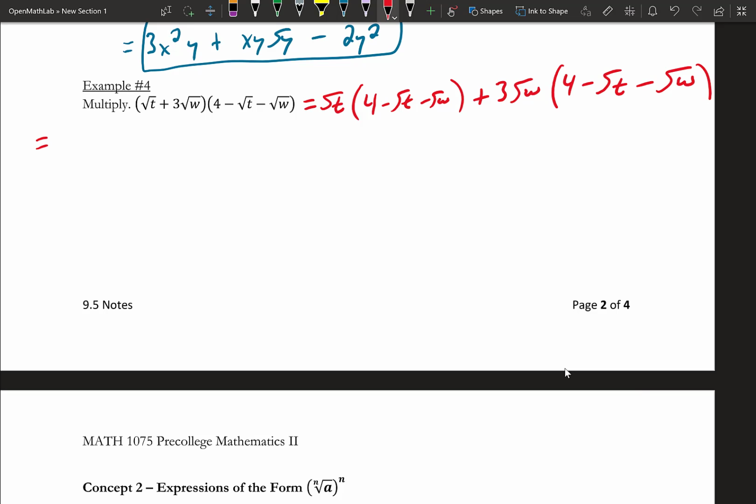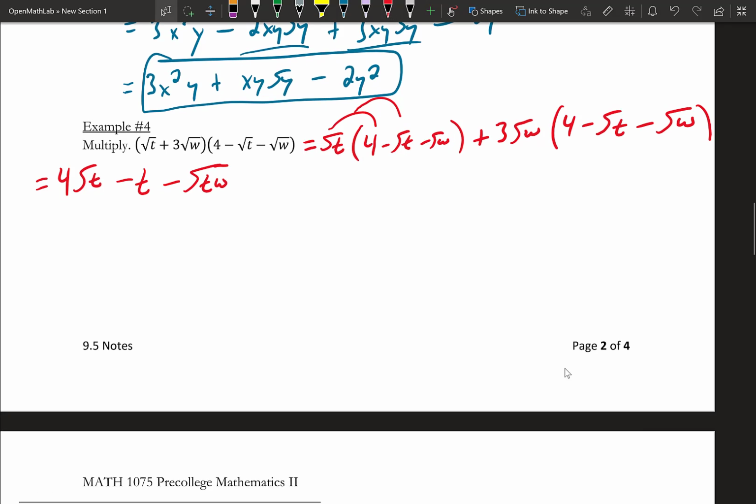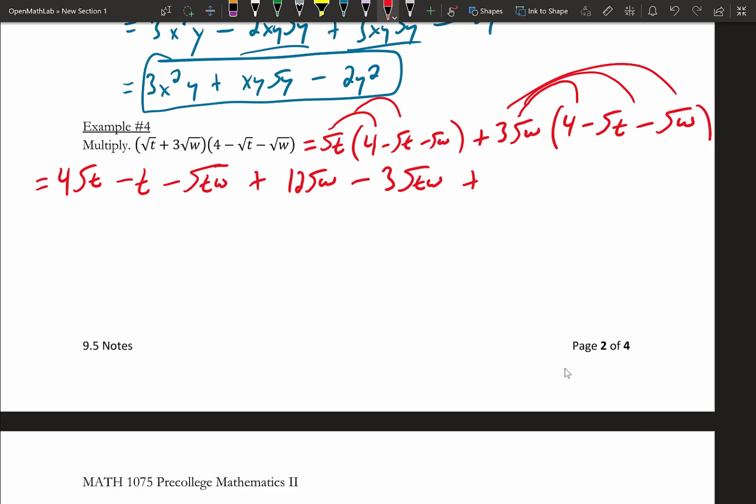Right? So this becomes 4 radical t, right? Take 4 times t, and then we have radical t times negative radical t, so that's just minus t, and then radical t times negative radical w would be minus radical tw, right? Because they have the same index, so we could write that as one radical, and then I need to take the 3w times 4, so that would be plus 12 radical w, and then minus, so 3 radical w times negative radical t would be minus 3 radical tw, and then lastly we multiply 3 radical w times negative radical w, so that would become minus 3w, right? Because radical w times radical w just gives me w.